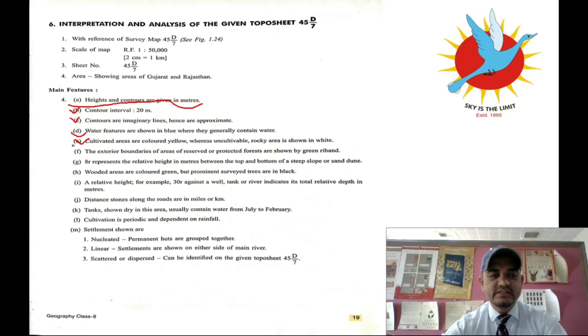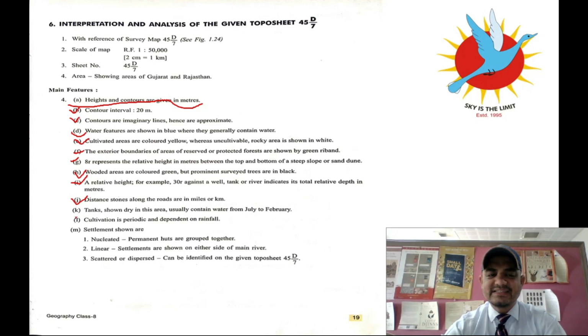Okay, exterior boundaries, such as those of forests, are shown by different marks. Okay, 8R represents the relative height or relative depth, depending on where the 8R or, for example, the 10R is written. Wooded areas are shown by the green color. Relative heights are shown by marks like 30R near the tank or well, etc. Now a distance stone is also known as a milestone. Symbols are given near the road.